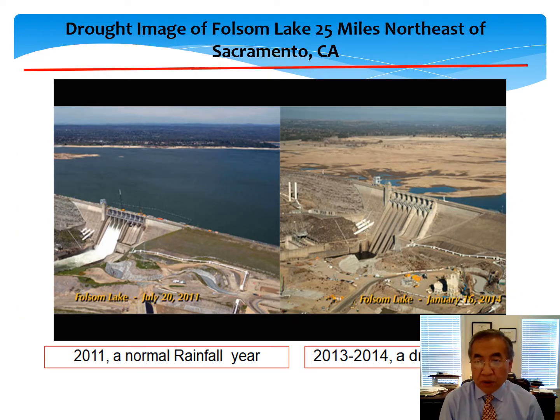Now this picture was taken at a lake, Folsom Lake, 25 miles northeast of Sacramento, California. Back in 2011, it was a normal rainfall year. They got plenty of water. But 2013 and 2014 were drought years, and you can see the whole reservoir is dry, not much water in there. So this is how the drought situation affects our water supply.